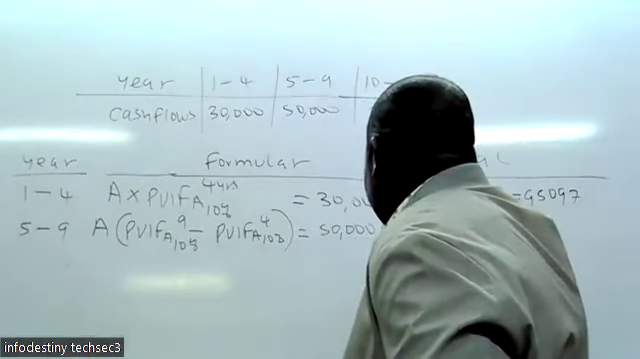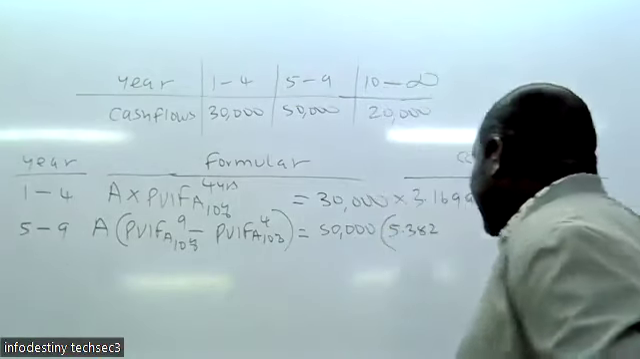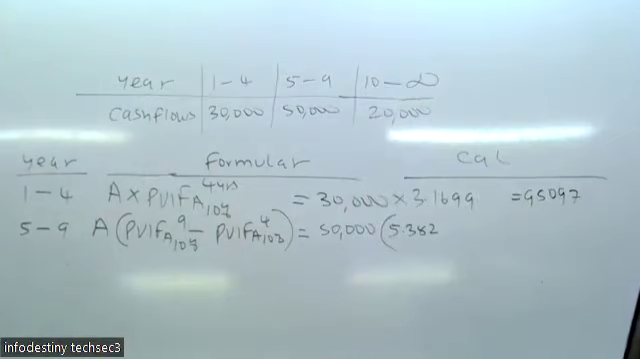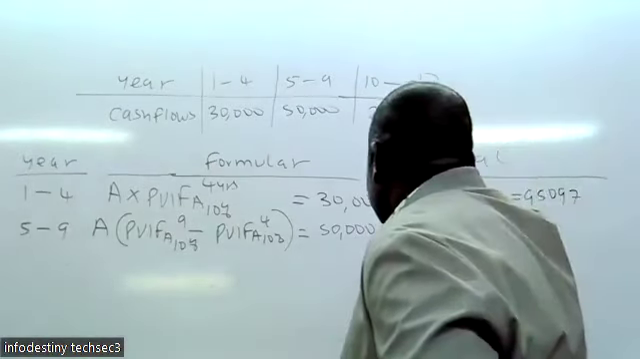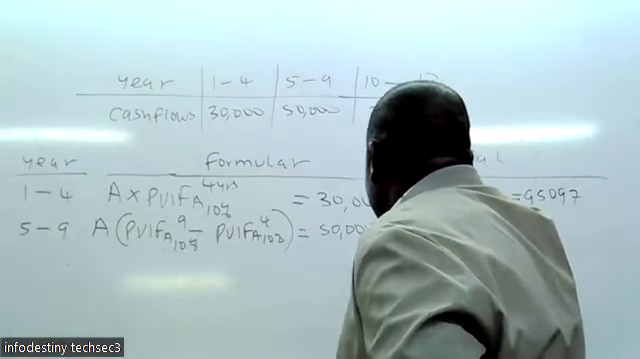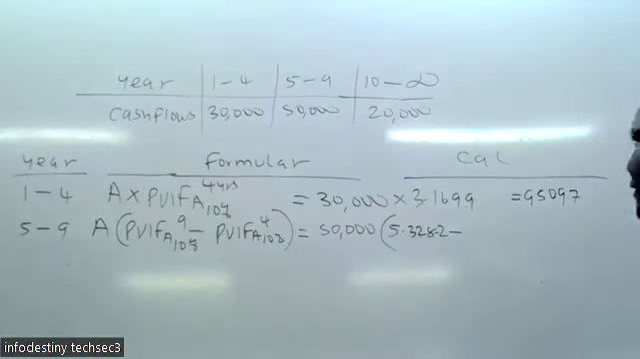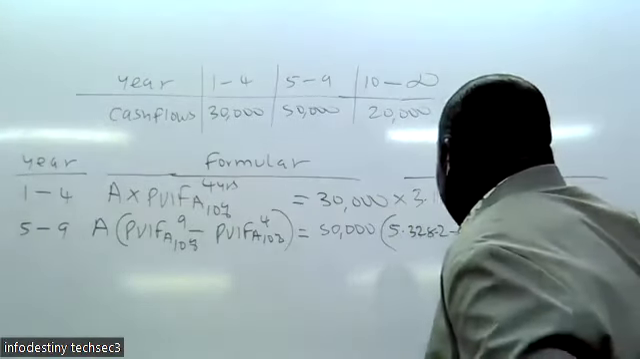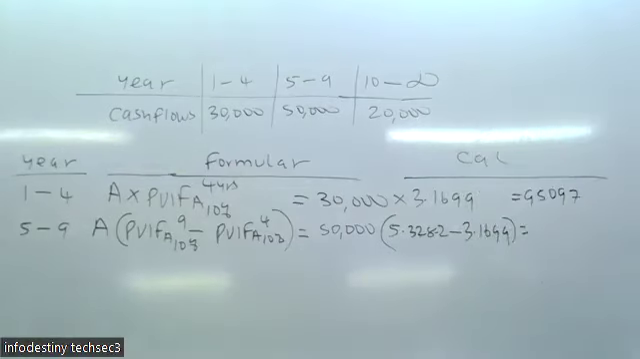5.3282. So the one for year 4, you already have it. It is 3.1699. So get the difference. Then also get the value for that.